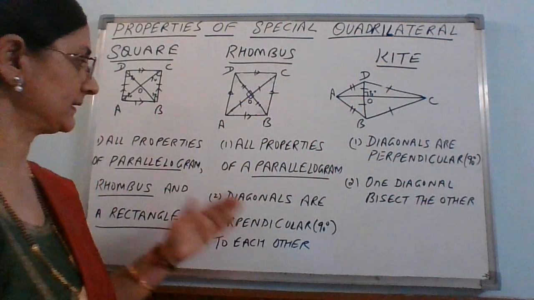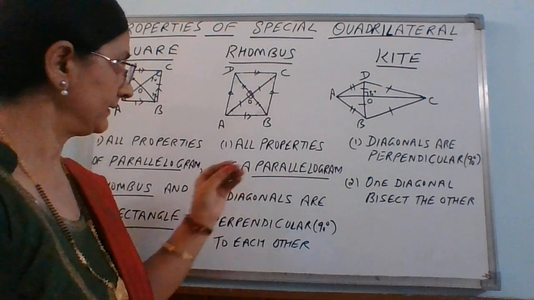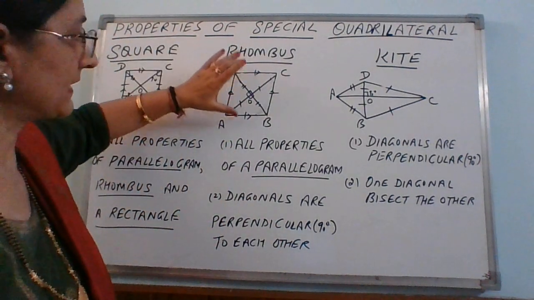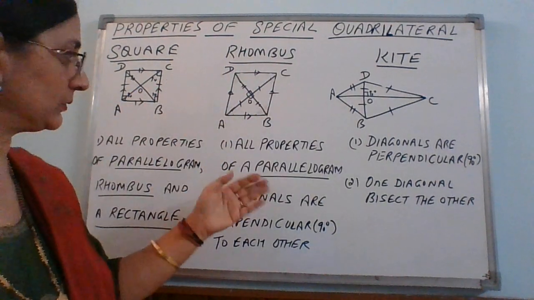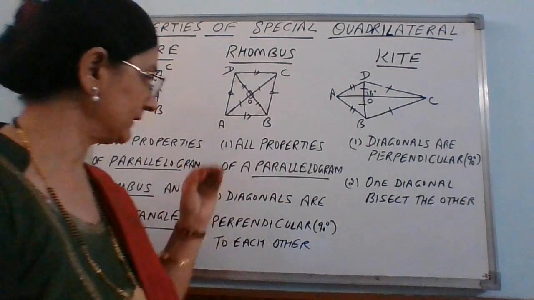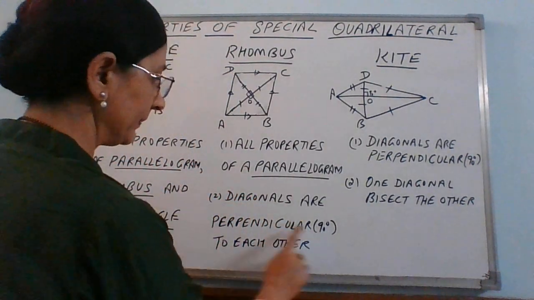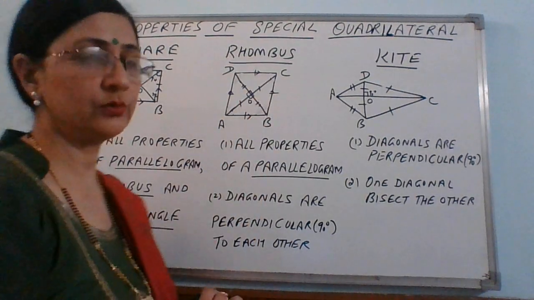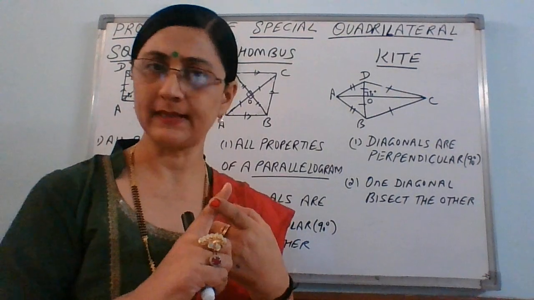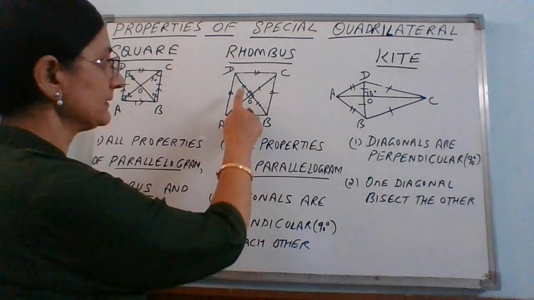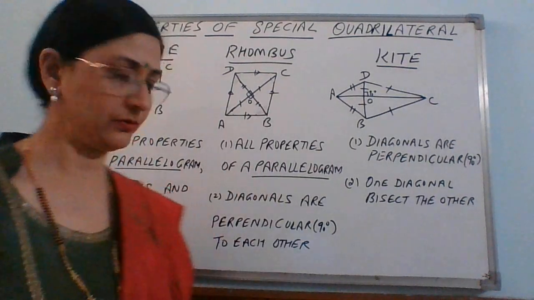Now comes rhombus. Now rhombus has all the properties of a parallelogram, again the same, right? Parallelogram again same, opposite sides equal, opposite sides parallel, diagonals bisect, opposite angles equal, all properties of a parallelogram. What are the different properties other than parallelograms? The diagonals are perpendicular to each other. In parallelogram they were not, the diagonals were not bisecting at 90 degree. Perpendicular means 90 degree, right? But here the diagonals, they meet at 90 degree. So this is a different property other than parallelogram, right?